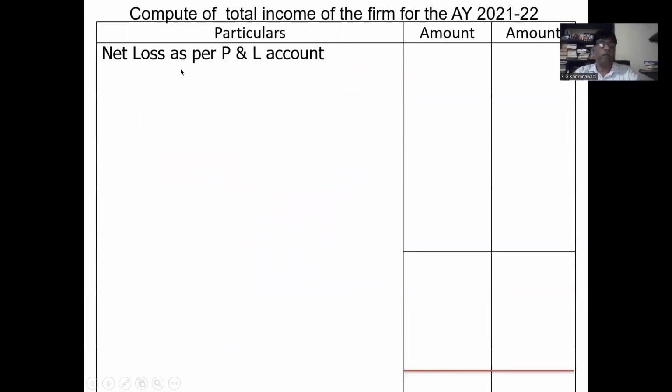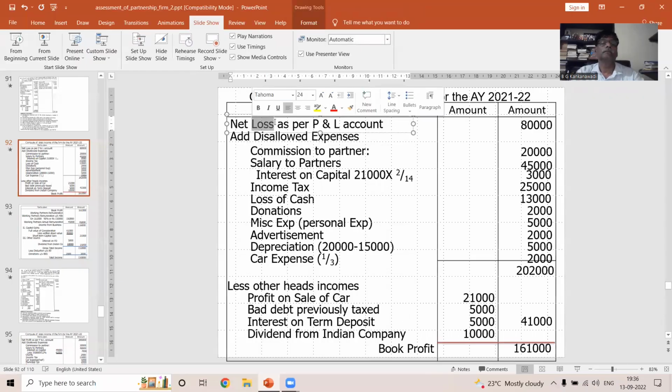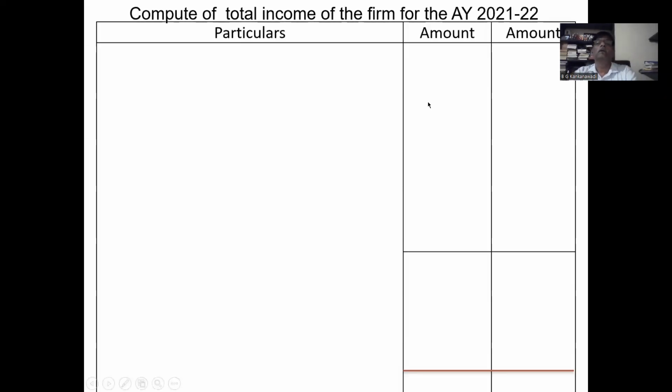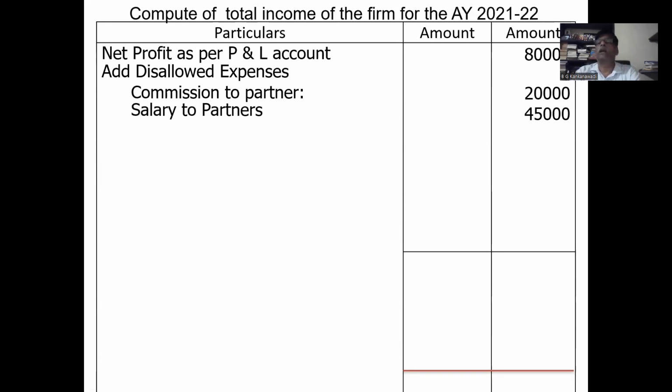Net profit as per P&L account is 80,000. 80,000 is net profit as per P&L account. Add disallowed expenses. First disallowed is commission. Second is salary to partners 45,000. Third is interest on capital 21,000. 2 by 14 is disallowed.